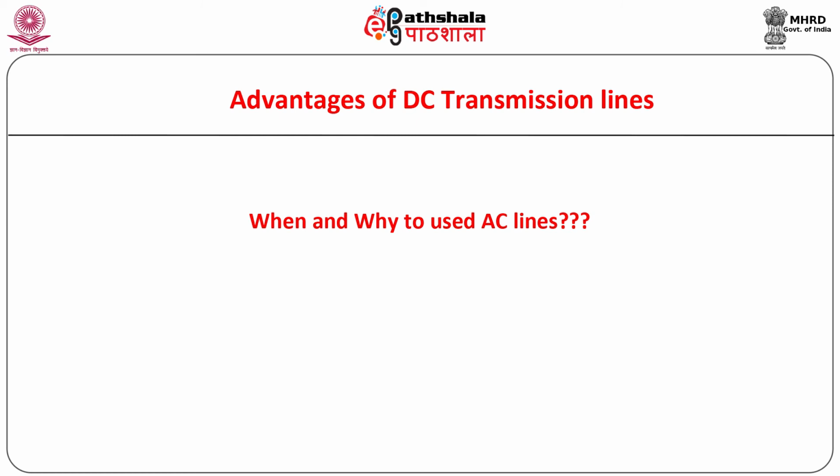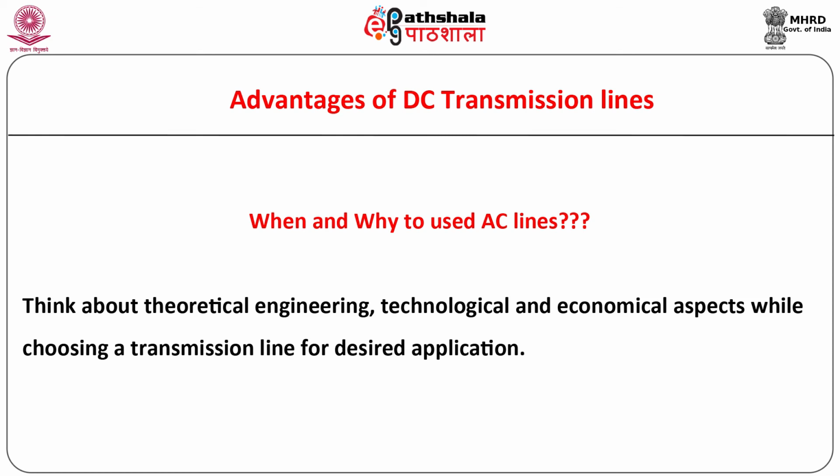If DC lines have so many advantages, then why use AC for transmission of signals? In literature, many aspects such as theoretical, engineering, technological and economical are discussed in connection with AC and DC transmission lines. One should read and enhance the level of our knowledge about them. One should have a habit of comparative study of any two options available as a solution to a given problem. Transmission lines, whether DC or AC, are a good topic in this regard.